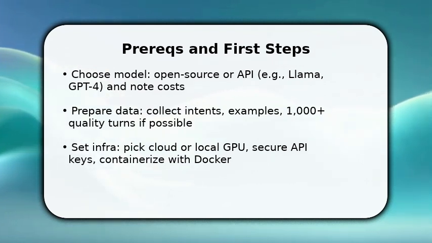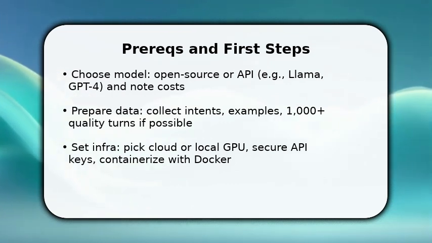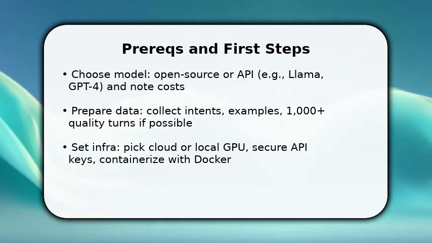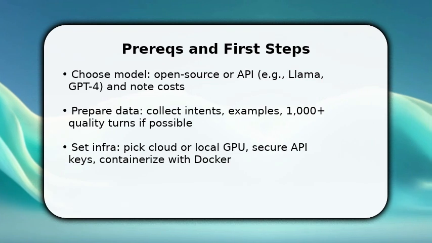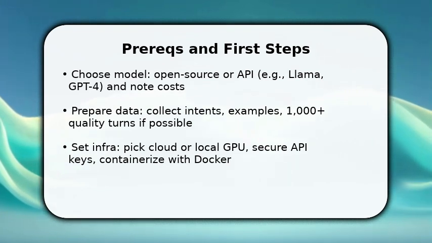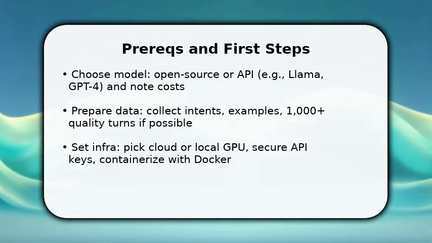Next, provision compute. A cloud GPU or local machine, Dockerize your environment, and store API keys securely. Make sure to version control code and data from the first commit so you can iterate safely. This avoids rework later when you expand capabilities.